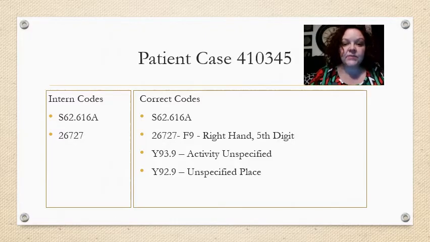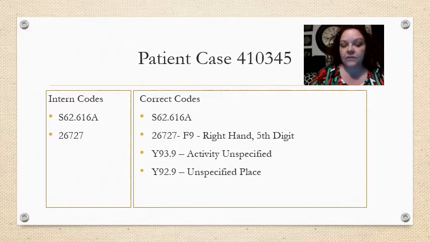So the first patient case we have is 410345. The first diagnosis is correct for the intern. The procedure code is also correct, although there is a required modifier for the case. F9 must be added to reflect the right hand 5th digit. Also, there's 2 external cause codes that are required to fully explain this case. The case says that the rope was wrapped around his hand, but really nothing more. Even though there's not much detail, the use of unspecified for both activity and place should be used.